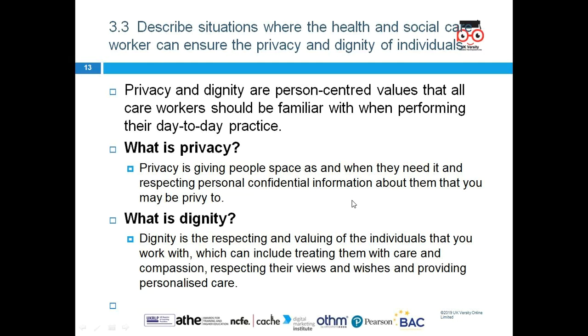So, we've just gone over a few examples: giving privacy when somebody is bathing or having a phone call, keeping their confidential information to yourselves. Make sure that there's dignity. Like Charity has said, even at end of life, when somebody has passed away, you're still making sure that you're giving them as much dignity as you can. So, fantastic responses. Thank you.